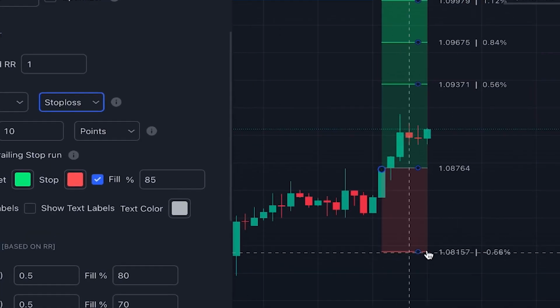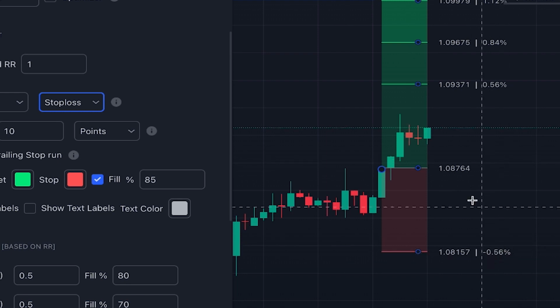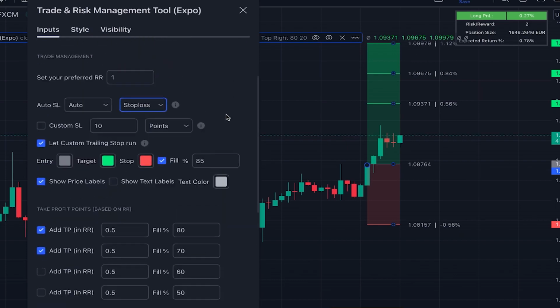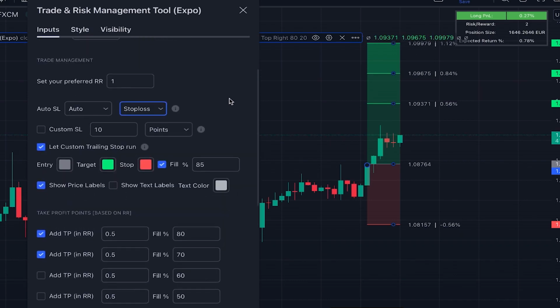Alright, so this is the level of stop loss, and this is the price that you set for your stop loss order, and this is the amount of falling from the entry point, which is minus 0.56%. And these are profit targets. By default in the settings of the indicator, the first risk to reward ratio is set at 1 and the other two levels at 1.5 and 2.